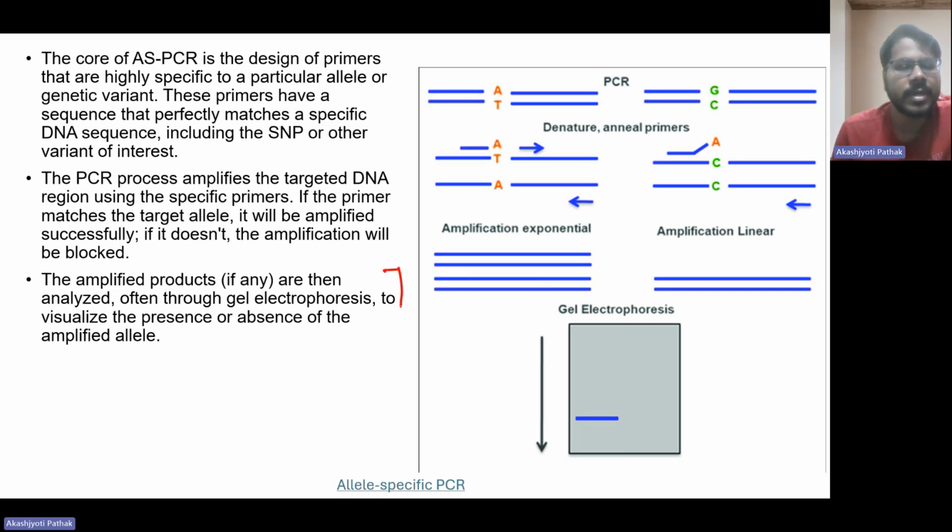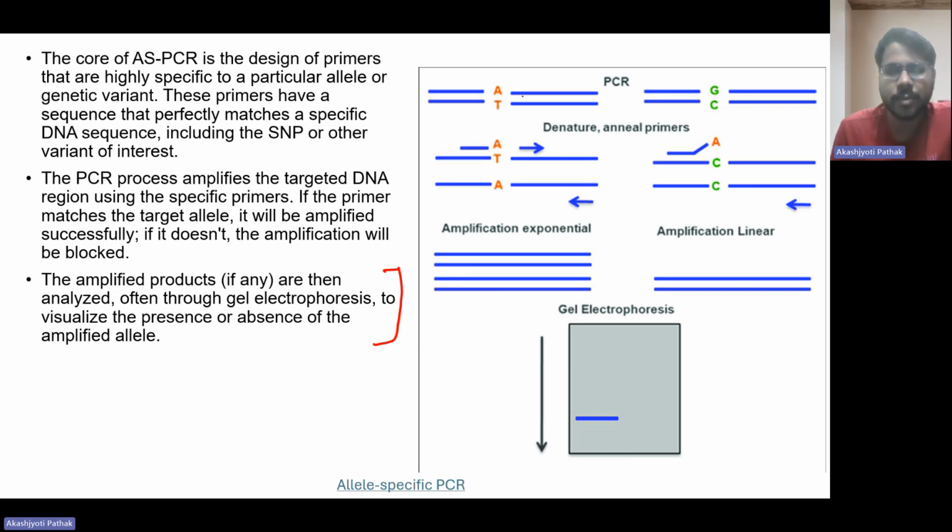The amplified products can then be analyzed. If it is amplified, then when you run an agarose gel electrophoresis, you will observe a band. If it is not amplified, you will not get any band. So that is the basis. You see here, this figure has been taken from the Thermo Fisher website, which explains how allele specific PCR works.